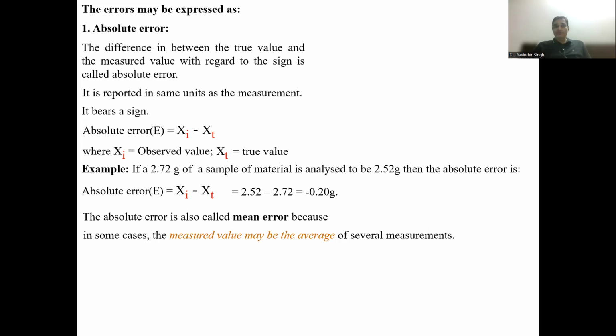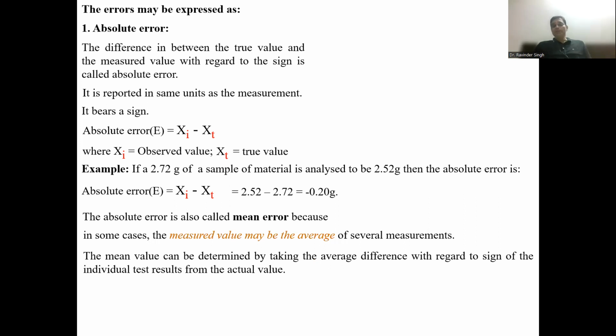Average. So that's why the absolute error is also called the mean error, because in almost all titration cases, the measured value is generally taken as the average of several measurements. The mean value can be determined by taking the average difference, with regard to the sign, of the individual test results from the actual value.